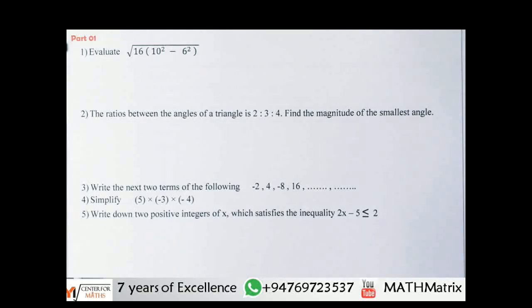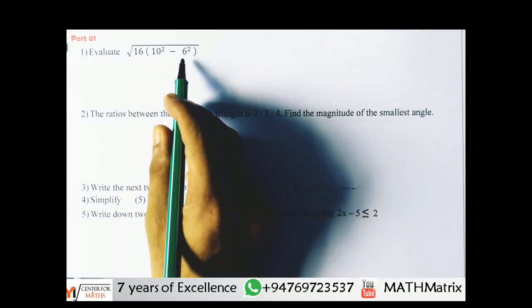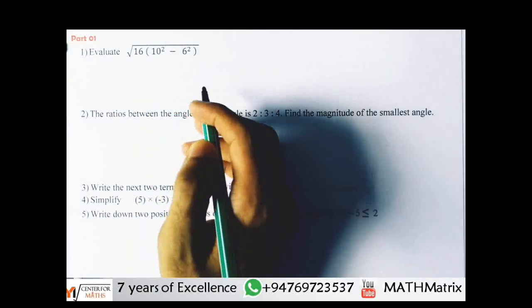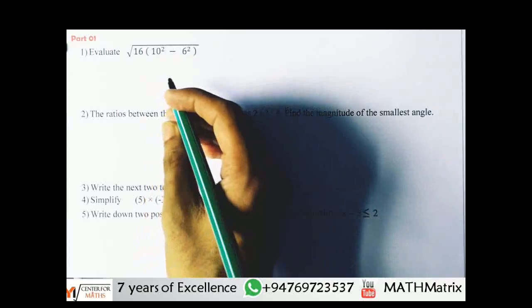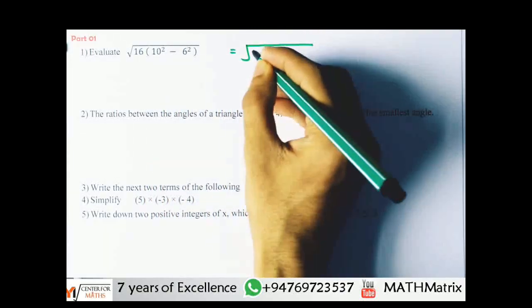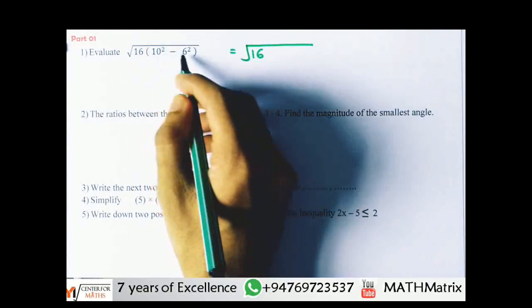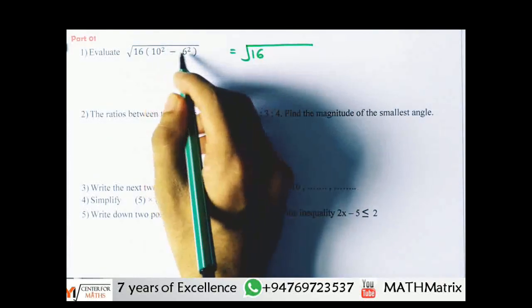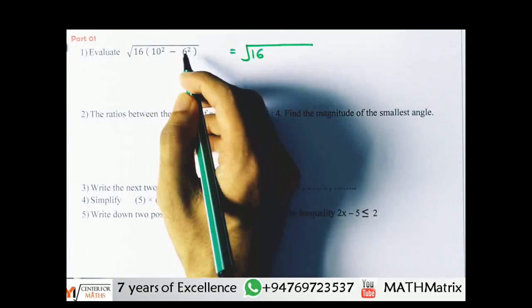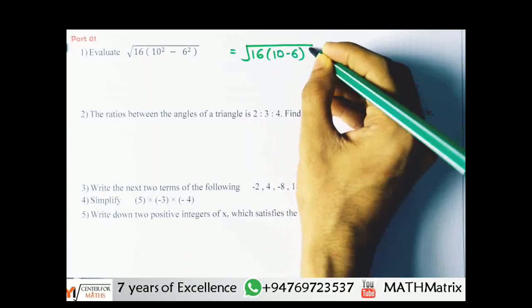In the first question they are asking us to evaluate square root of 16 and 10 squared minus 6 squared, right? So how to simplify this? First we'll mark this down: square root 16 and 10 squared minus 6 squared. Can we factorize this? We can, because this comes under difference of two squares. So one should be minus and the other one plus: 10 minus 6, 10 plus 6.